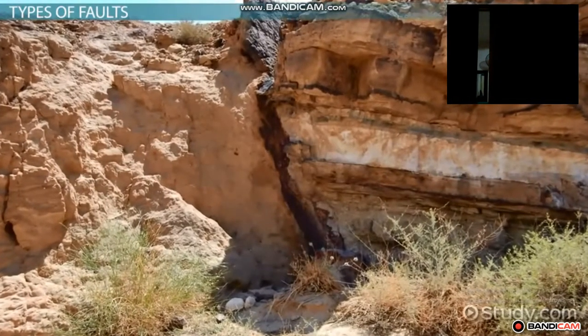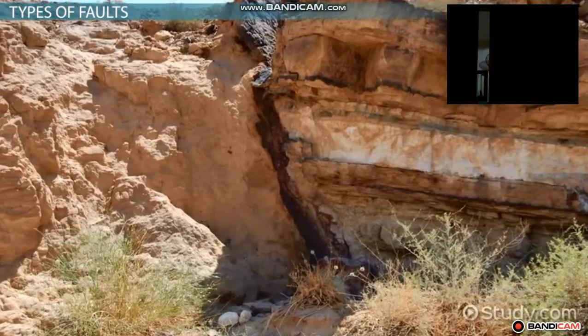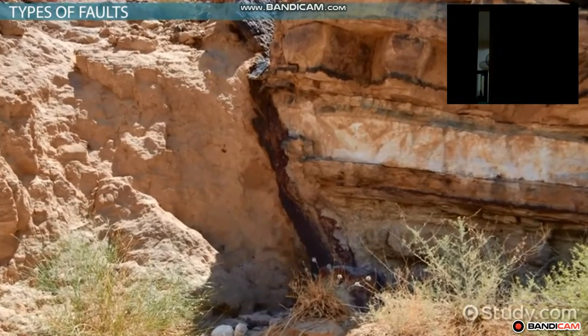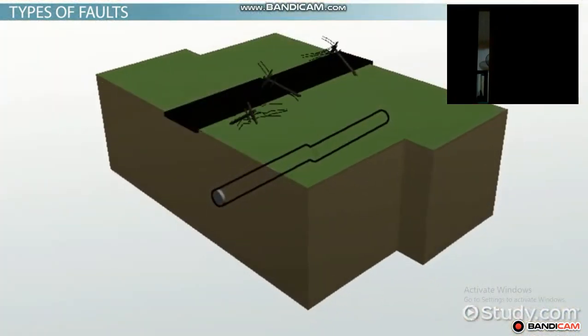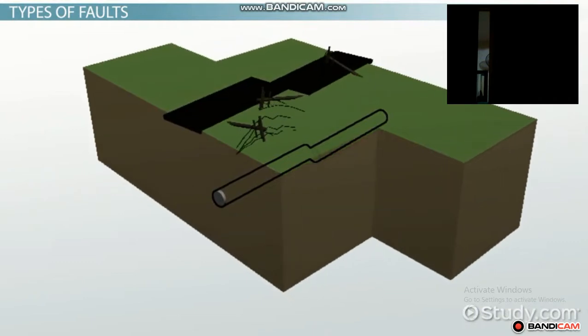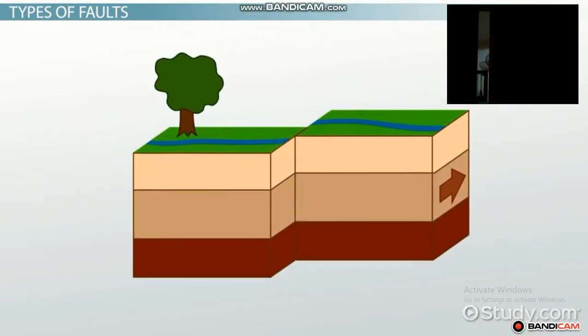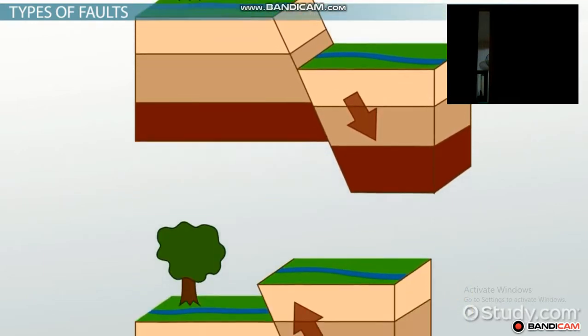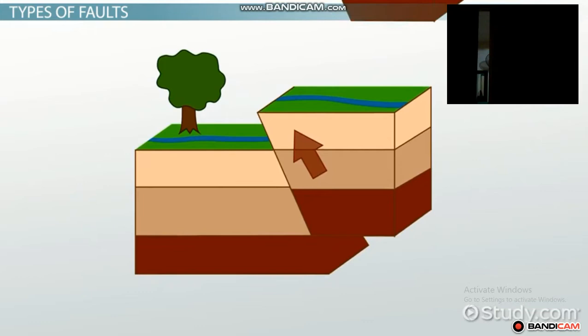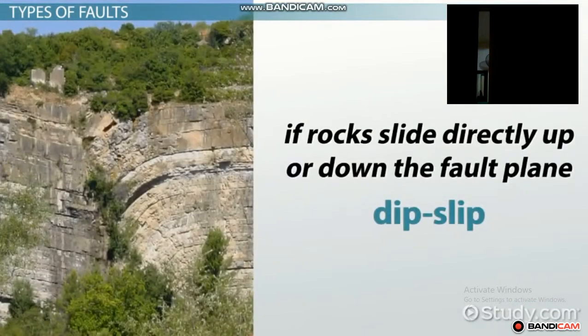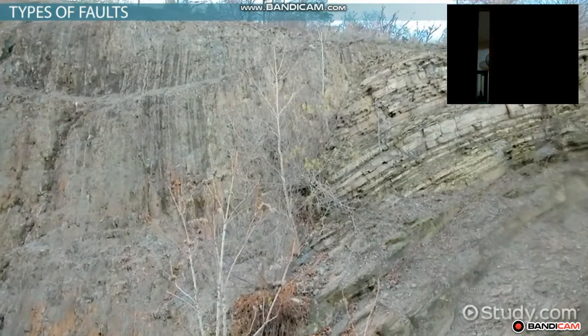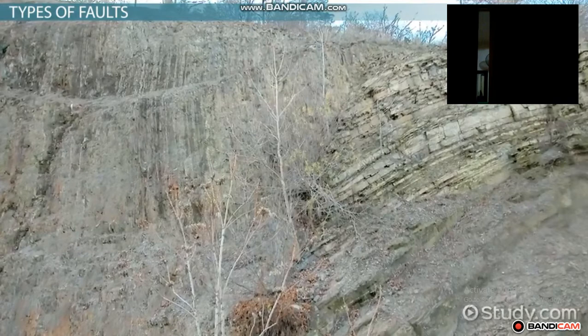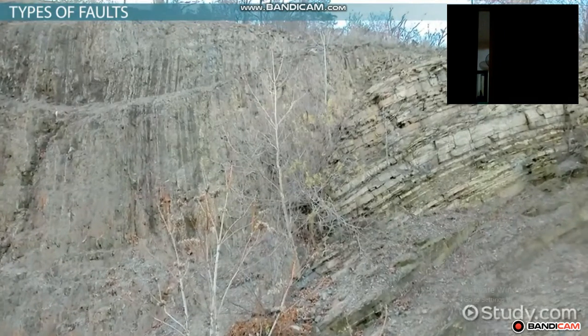You now have all the fault geometry and terminology you need to classify different types of faults. Faults are classified based on how the rocks on either side move relative to each other. In other words, the name tells you something about which side moved up or down or to the left or right with respect to the rocks on the opposite side. If rocks slide directly up or down the fault plane, the movement is called dip slip. That kind of movement results in the same rock layers being higher on one side than the other.